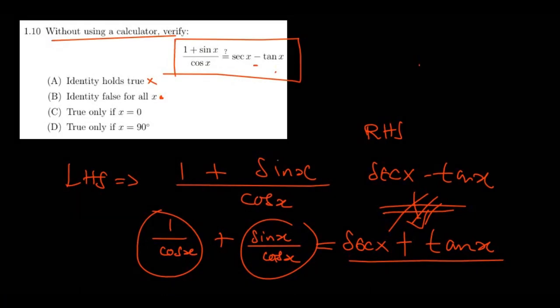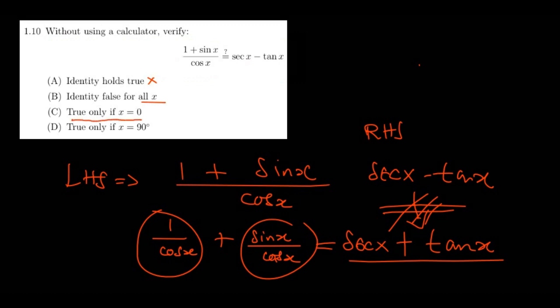Okay, so we have proved that the identity is not the same. Now we are trying to look for a perfect answer. The first one here, option A, they were saying the identity holds true. We found that this is false. Then they're saying B, the identity is false for all x. We don't know that unless we try some specific values. And then here they're saying the identity is only true if x is equal to 0.